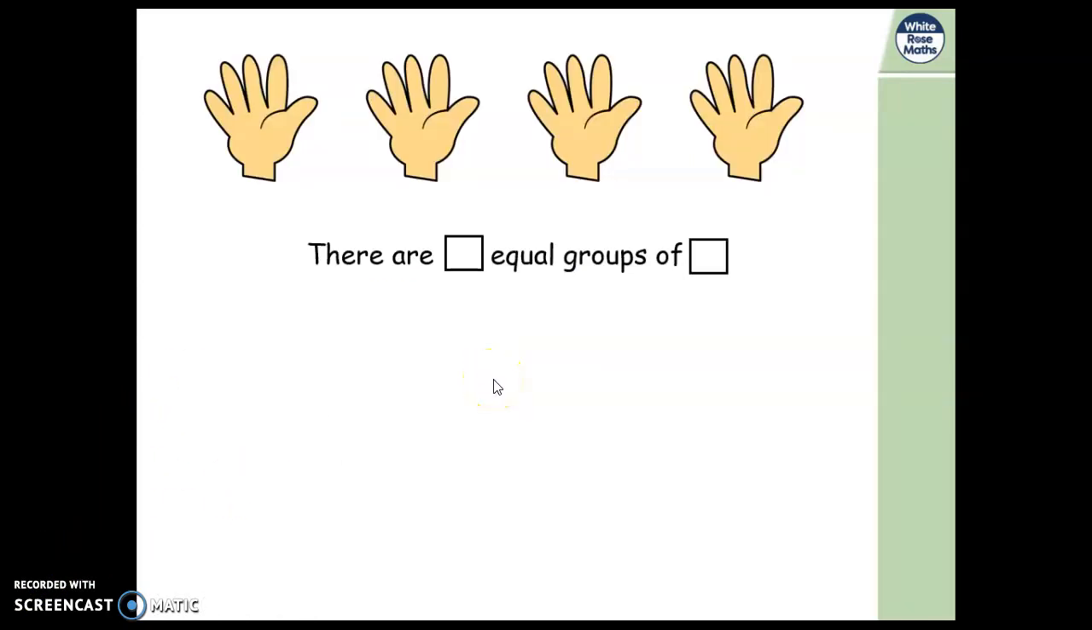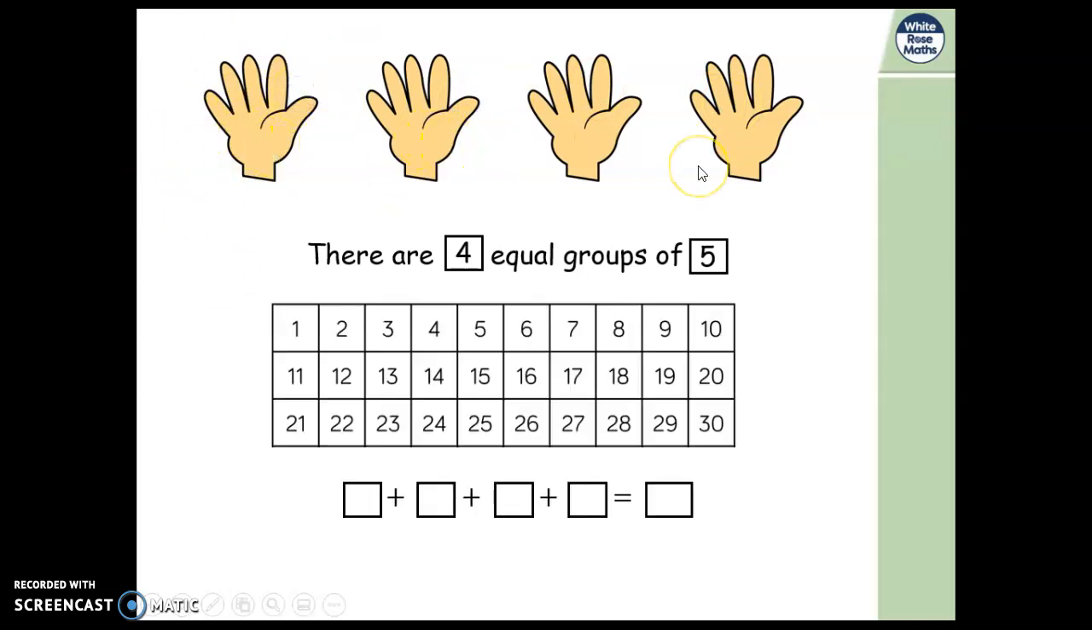The next question we are looking at is some hands. How many fingers are in each hand? We should know that each hand has 5 fingers, or 4 fingers and a thumb, but we'll say it's 5. Okay. 1 hand is 1 group, so there's 1, 2, 3, 4 equal groups, and there are 5 in each group because we're looking at 5 fingers and thumbs. Okay.